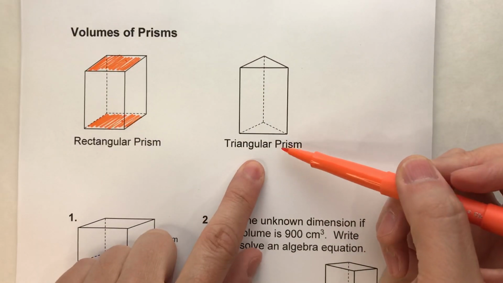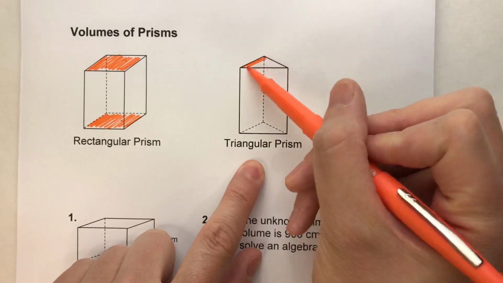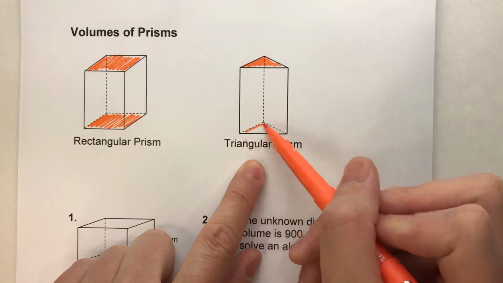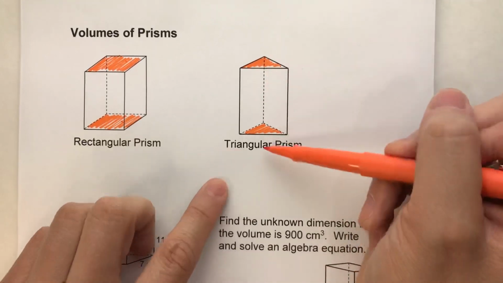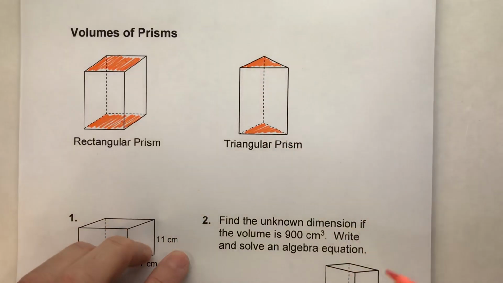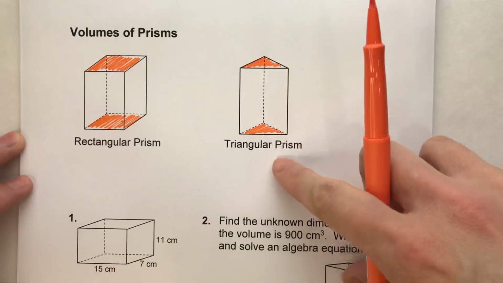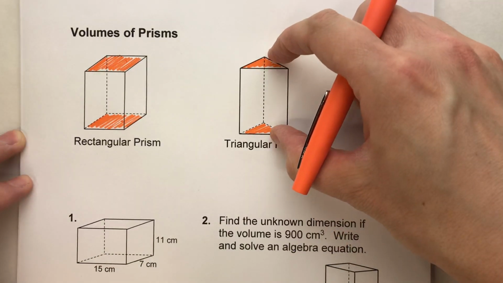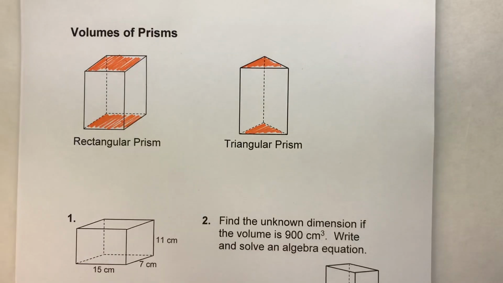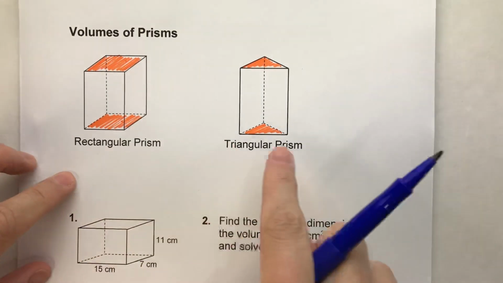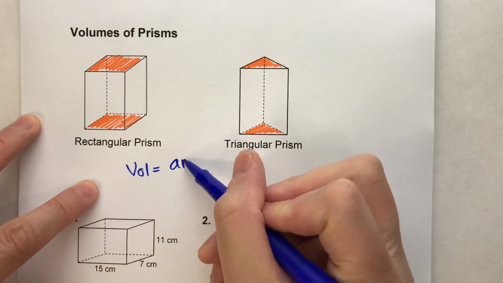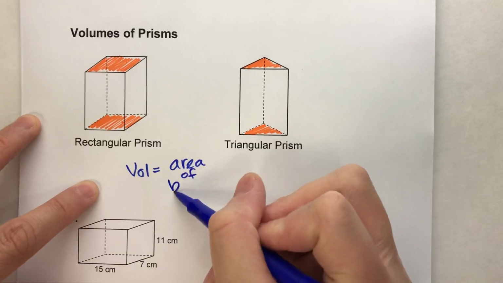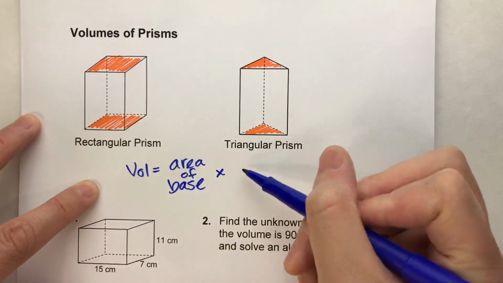Whereas in a triangular prism, if you notice, we've got a triangle here, the exact same triangle here, and they're congruent, and they're across from each other, and all around it are rectangles. All right? So this makes it a triangular prism because the base is a triangle, rectangular prism because the base is a rectangle. And the volume formula of both of these is simply the area of the base times the height.